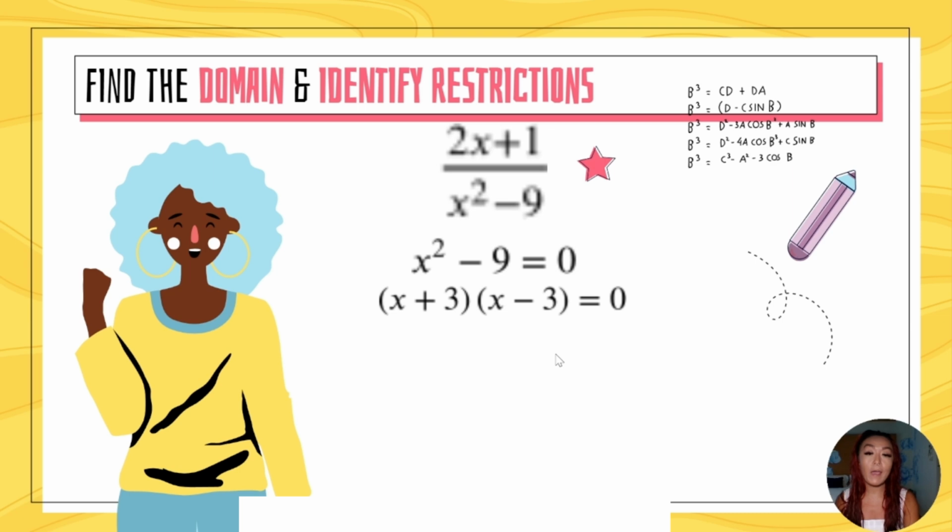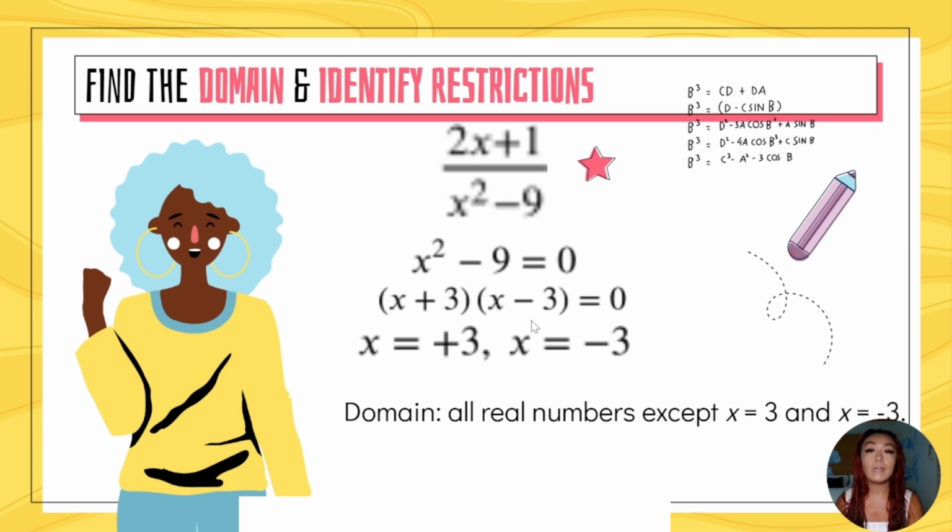When we set each factor to 0 and solve for x, we get x equals positive 3 and x equals negative 3. So what this means is that the domain is all real numbers except for positive 3 and negative 3, right? It's literally any number except positive 3 and negative 3, because those are the two values for x that will make the denominator 0 and make this expression undefined.